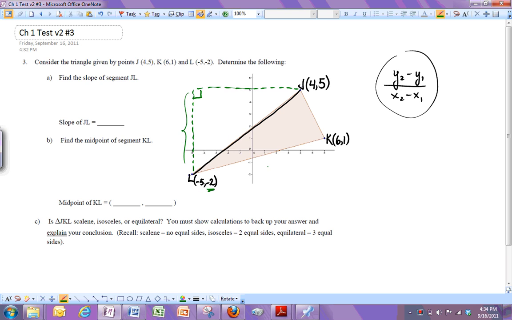So if I go straight up, how long is this thing? Well, that's negative 2 to 5, because only the y's change when you go up and down. So big minus little, 5 minus negative 2 gives me 7. So this length right here is 7. Okay, this one right on top here, now the x's change. So I'm at negative 5, and I'm going up to 4. So big minus little, that's 9. So this length right here is 9.